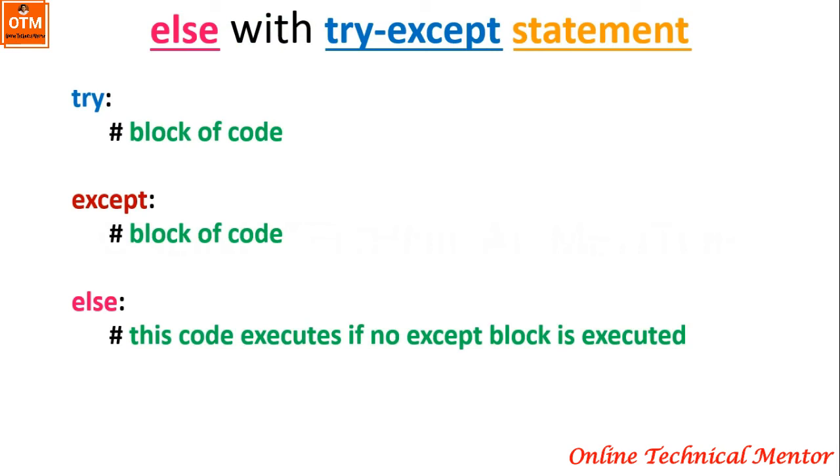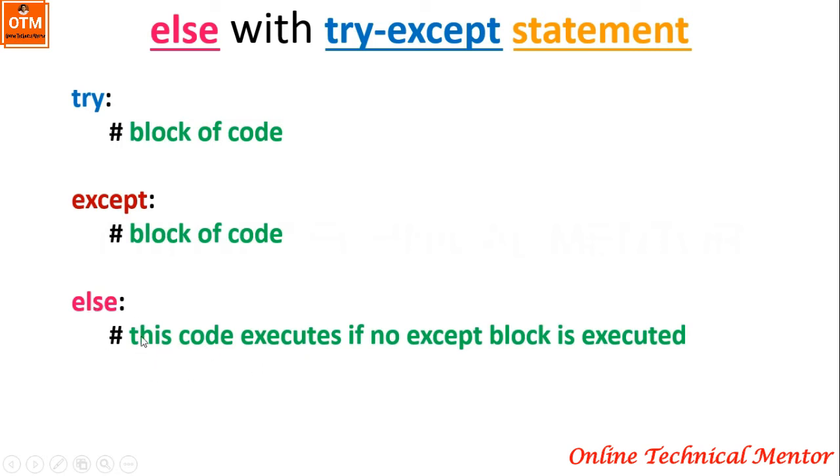Next, else with try except statement. Look at this structure. So here is the try block. When the try block encounters an exception, the control will move to the except block, and if there is an exception, else will not execute. This else block will not execute. And if there is no exception within my code or within the try block, only at that time the else block will execute. And for that I have written this code.